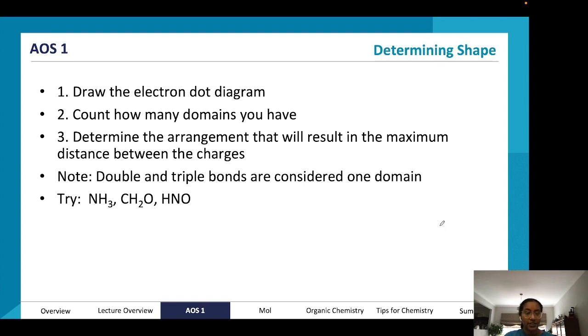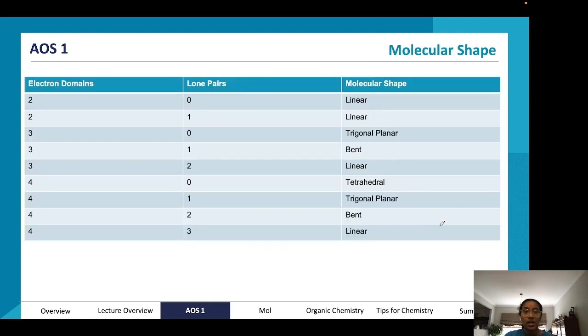So you can have a go at these ones: NH3, CH2O, and HNO. Have a go at those, and you can put your answers in the chat, and I'll reply in the live chat if you have gotten the correct answer or not. So have a go at that while we're going through some of the rest of it.